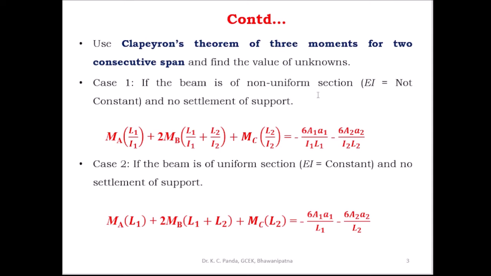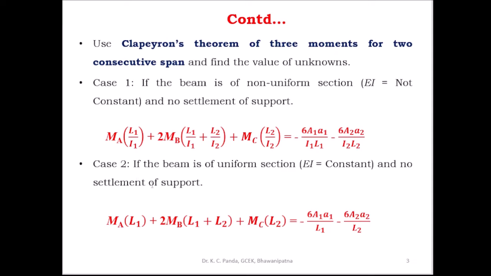If the beam is of non-uniform section, that is EI is not constant, and no settlement of supports, in that case the Clapeyron theorem of three moments is MA into L1 by I1 plus 2MB times L1 by I1 plus L2 by I2 plus MC L2 by I2 is equal to minus 6 capital A1 small a1 by I1 L1 minus 6 capital A2 small a2 by I2 L2.